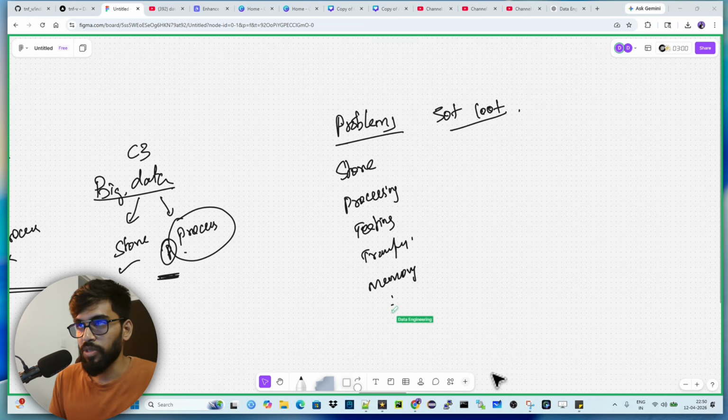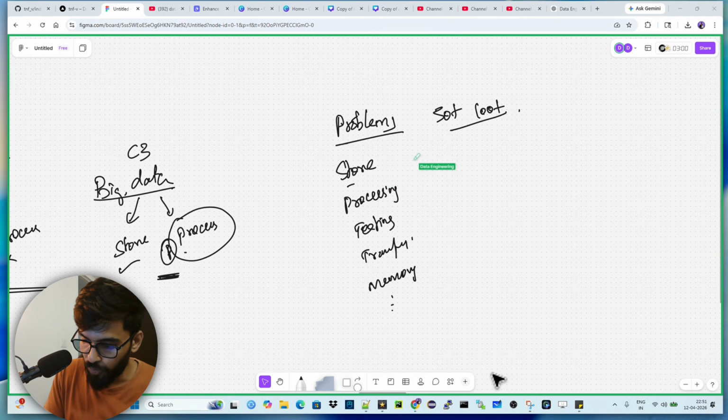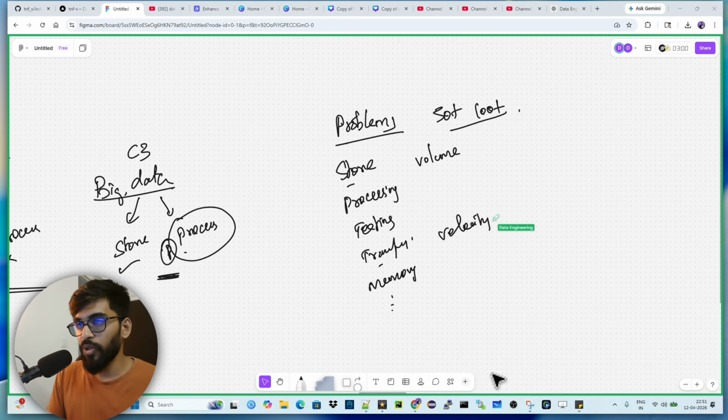There are so many problems, and these problems have been denoted in the market by different words, so that each word starts with V. For example, storage means volume. And for example, transfer speed means velocity. And imagine that you have structured data, semi-structured data, and unstructured data. Structured data means comma separated. Semi-structured is a log file.